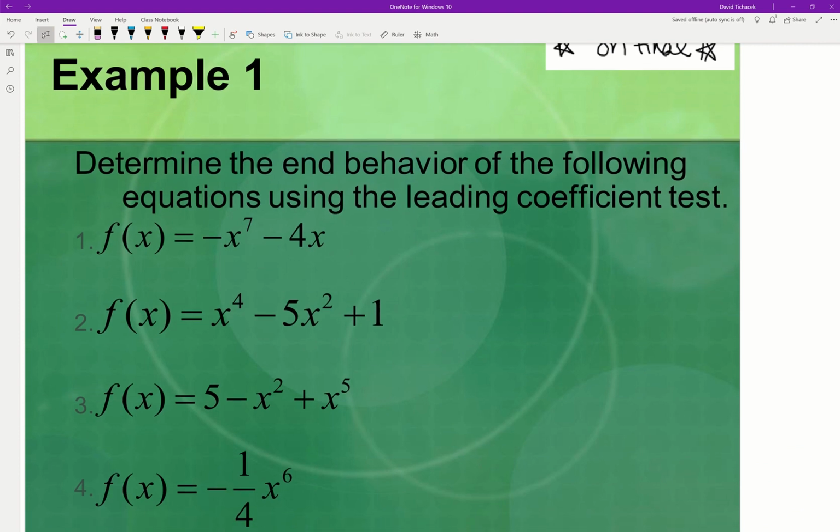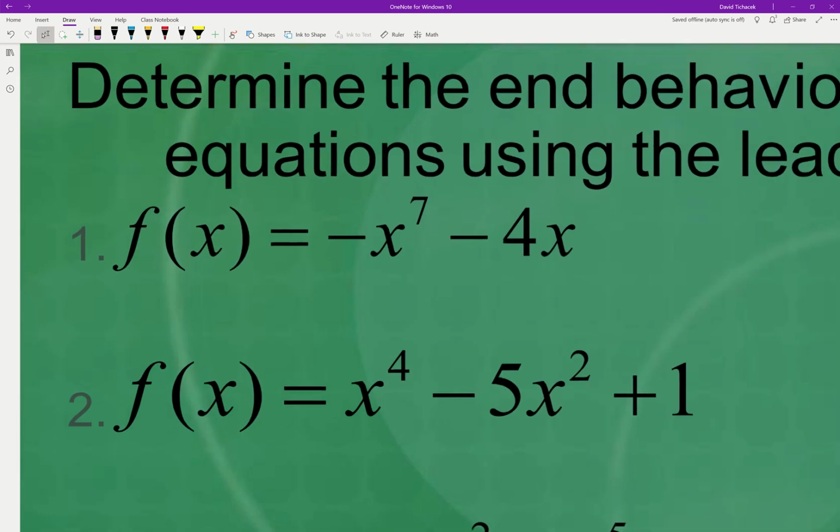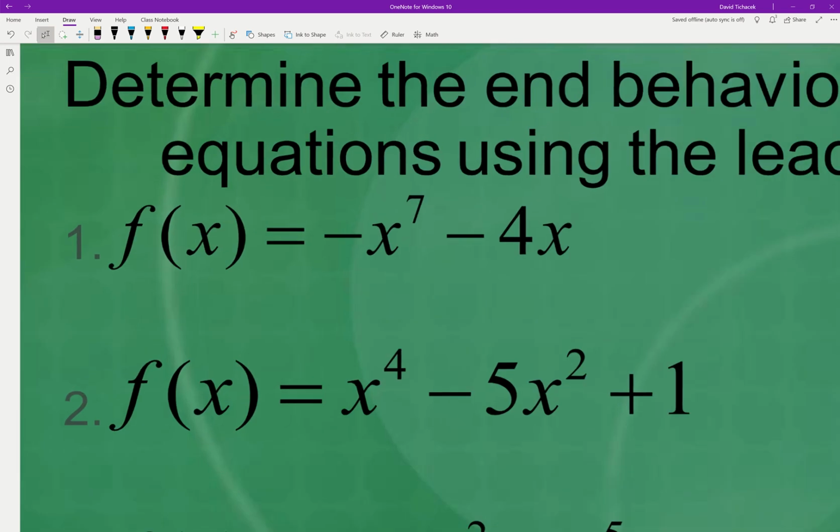So it says determine the end behavior of the following equations using the leading coefficient test. So if we go ahead and do that, remember that we're looking at the degree and the leading coefficient, and I'm just going to talk through these instead of writing them down. You can go ahead and write them down if you like. They're also in the completed set of notes in OneNote as well in the content library. So we are going to go ahead and take a look at each one of these.